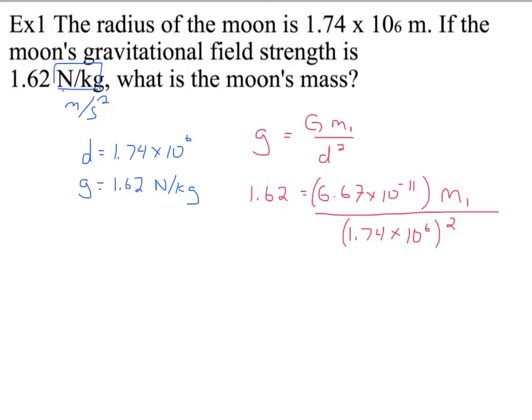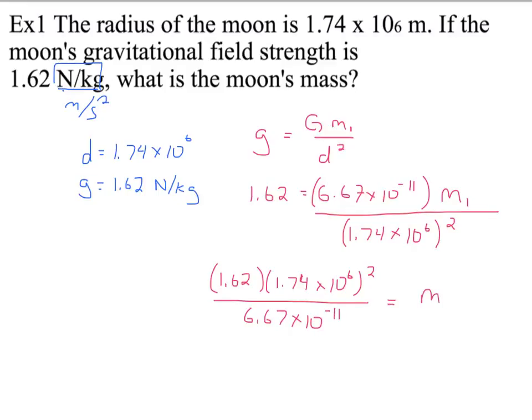We're going to rearrange this whole thing. So the 1.74 is going to come up to the other side, and I'm going to end up with something like this: 1.62 times 1.74 times 10 to the 6, again that's squared. Then we're going to divide by 6.67 times 10 to the minus 11, and that's equal to mass. So what we have done here is taken this number up over here and taken this number down on that side.